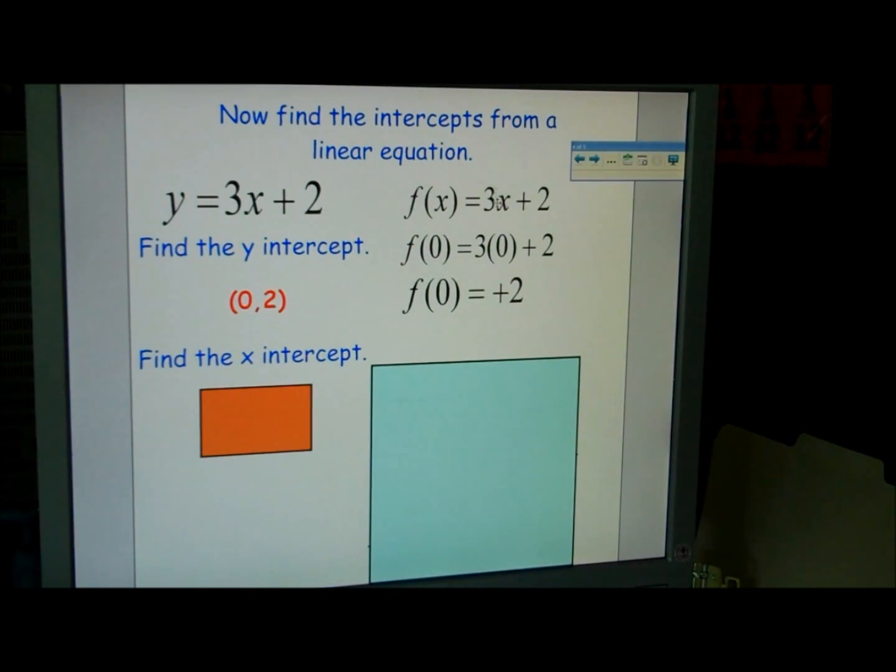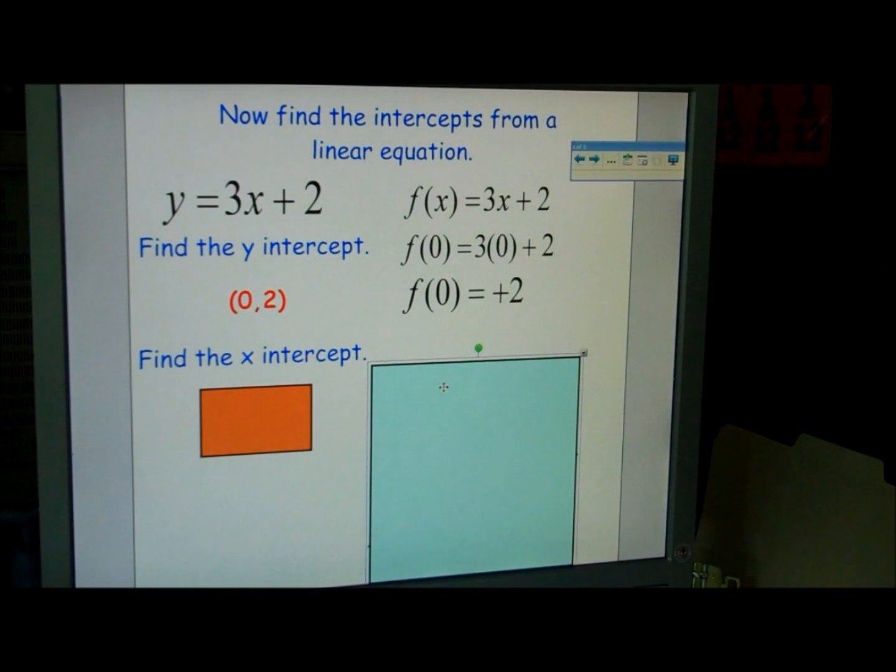You might want to replay that. When I'm looking for the y-intercept, x has to be 0. I don't want to run anywhere. So where is this line going to hit the y-axis? At 2. When finding the x-intercept, so now I'm looking for x. Which one needs to be 0? Do I want to jump? No, I don't. So y has to be 0.